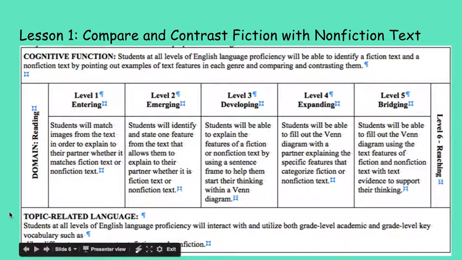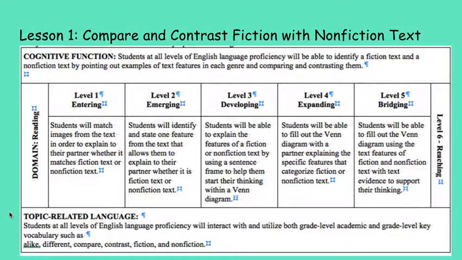Okay, so in that lesson, the way that I could not only evaluate my students but make sure that I was differentiating for them was through the MPI strand. You can see all the different levels here and what I did for each level. All students were there to compare and contrast these two genres. For level 1 entering, I would have students matching images from the different texts, and then they would have to put them under either fiction or nonfiction. That was a great modification for them.